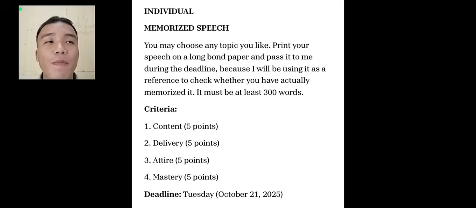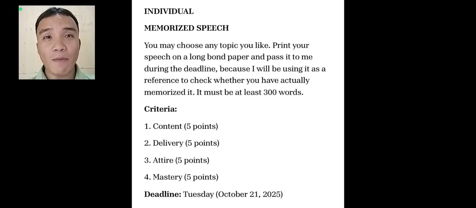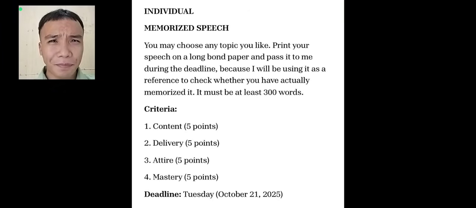And then for our performance tasks, we will be having a performance task. For our performance task, you will be given the option to do it individually or as a group. For our individual performance task, let's say, for example, you do not want to be a part of a group because you feel you would not grow, having to rely on your teammates, so you want to do an individual performance task. What you're going to do is deliver a memorized speech. Very easy. Not impromptu, not extemporaneous, but just a memorized speech.